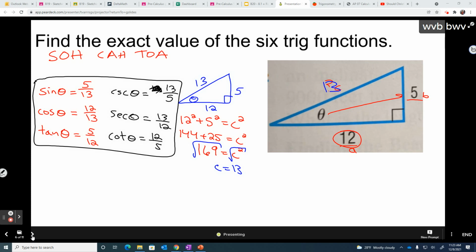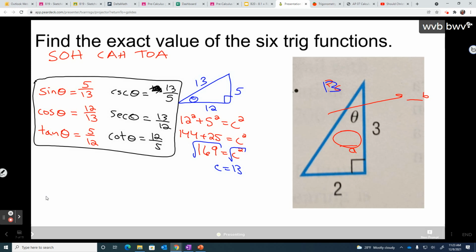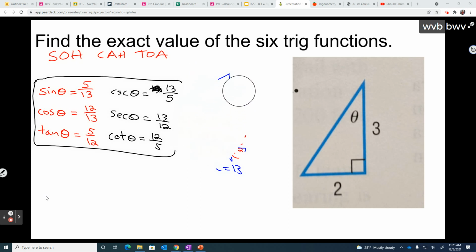Let's try one that's a little harder. Here's the next triangle. It also looks a little bit different. The theta is in a different spot here. Theta is up in that corner now. I'll draw a little sketchy real quick. Just a triangle. Theta is up here, 3 and 2.